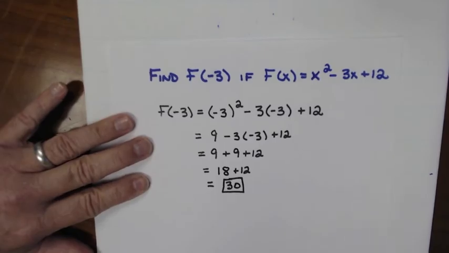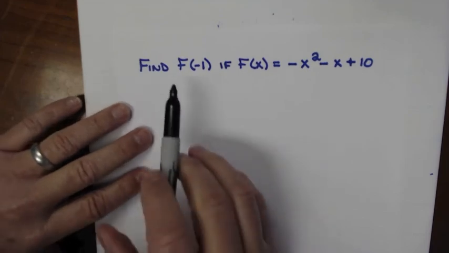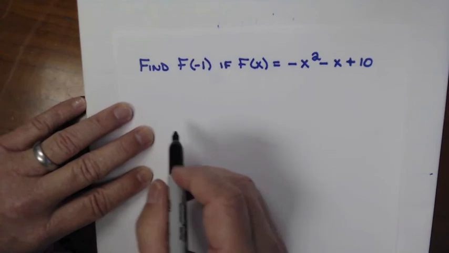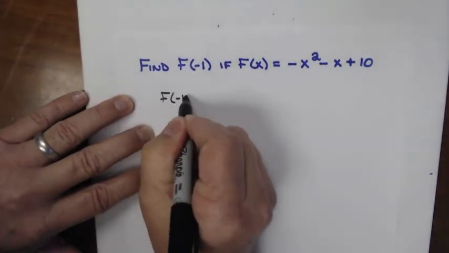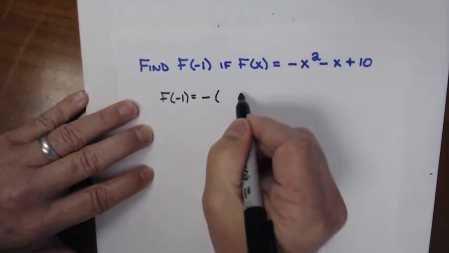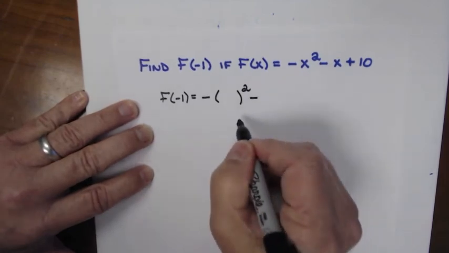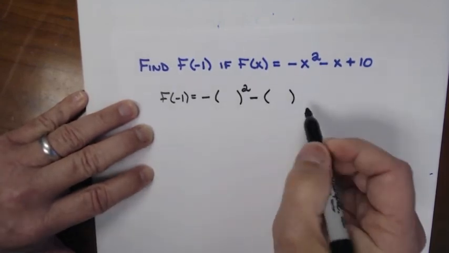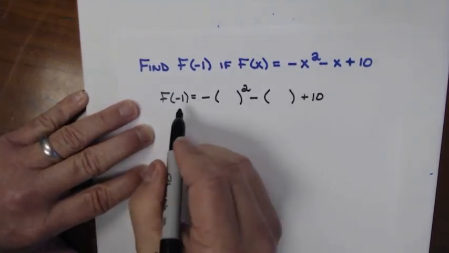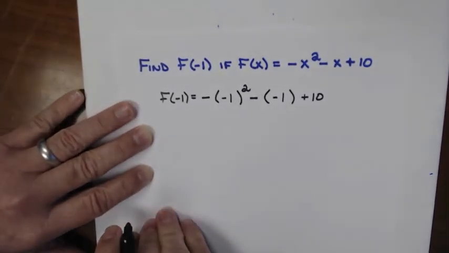Here's the reason why. Parentheses are going to be really important for a problem like this. I need to take this equation and plug negative 1 into it and see what I get. So f of negative 1 is equal to negative. Notice there's a negative right there. Then I put the parentheses. I put the exponent on the outside of the parentheses. There's another negative. Minus. I open and close the parentheses. Plus 10. Inside those parentheses, I'm supposed to put this negative 1. A negative 1 goes inside there. A negative 1 goes inside there.